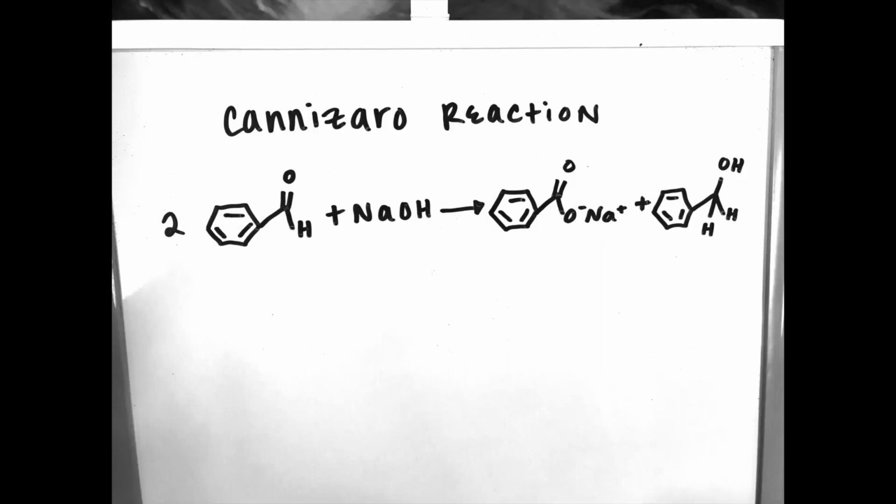There's a possible side reaction that can occur. No alpha hydrogens can be present for this. It's called the Cannizzaro reaction, in which 2 moles of benzaldehyde react with sodium hydroxide to produce sodium benzoate and benzyl alcohol.